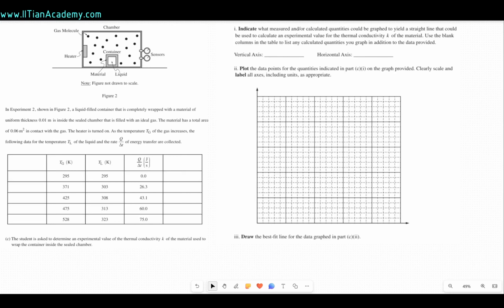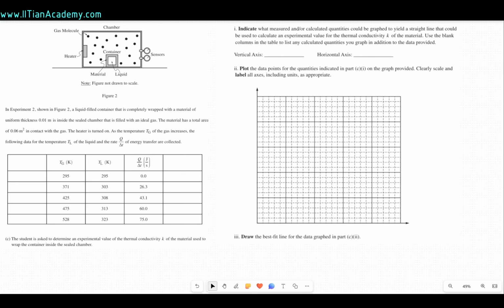So in part C, we have experiment 2, where we have a liquid-filled container completely wrapped with a material, and it is inside of the chamber with the ideal gas. We're told the area that is in contact with the gas, and we're told that the temperature of the gas is increasing, and then we're measuring the increase in temperature of the liquid. We're measuring the rate of heat transfer.